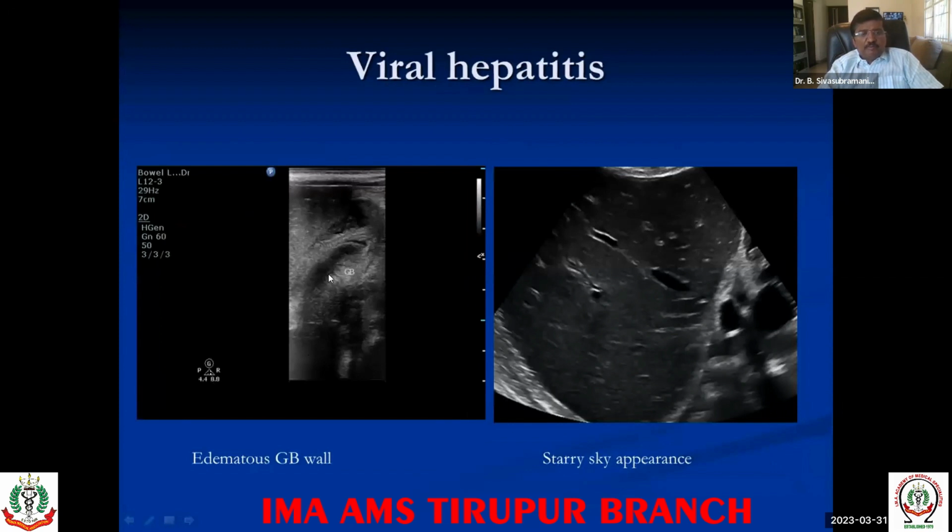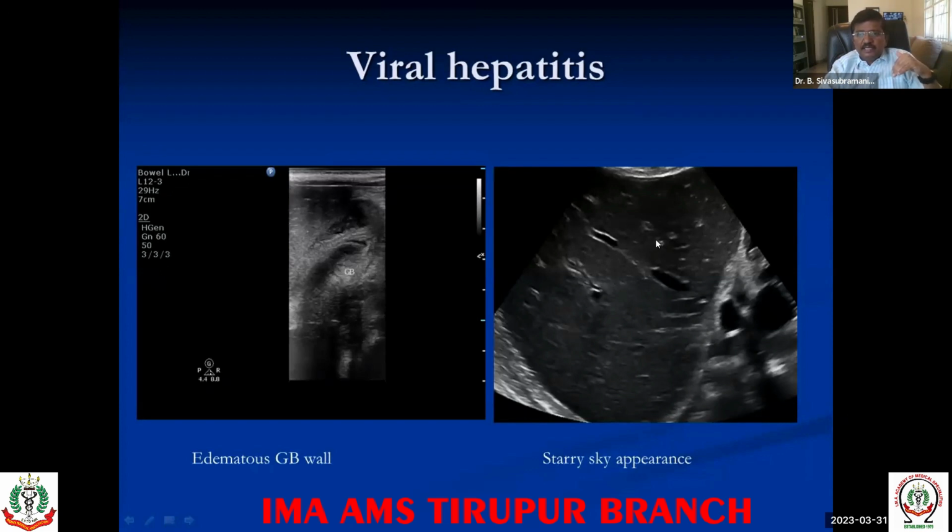So whenever you have a patient with fever, then jaundice, you do an ultrasound, you will see again the GB is contracted, GB wall is thickened and edematous. You can see the pericholecystic fluid here, and the liver appears dark here. Actually, the liver will be slightly more echogenic than this. Here, the liver appears dark. Why I'm saying the liver is dark?